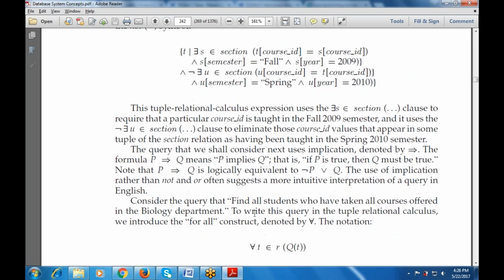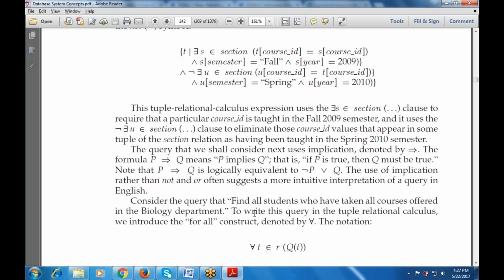Now the query that we'll consider uses implication, denoted by the arrow. The formula P arrow Q means P implies Q. Arrow means implies: if P is true, then Q must be true, and it is logically equivalent to not P or Q. The use of implication rather than not or often suggests a more intuitive interpretation of a query in the language. So consider the query: find all the students who have taken all the courses offered in the biology department.